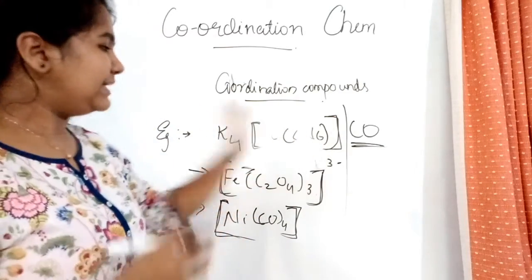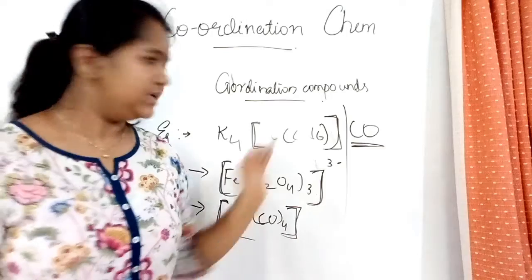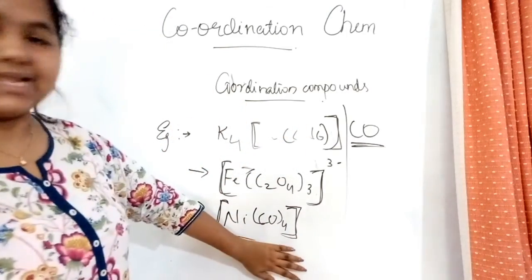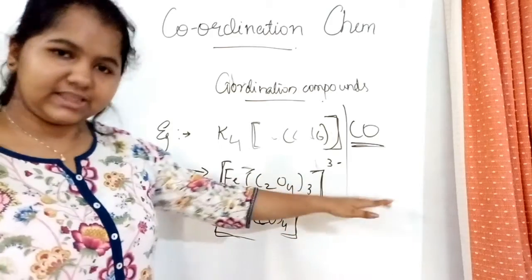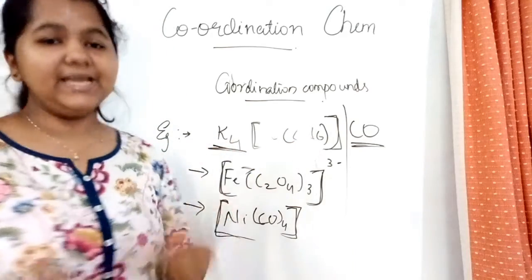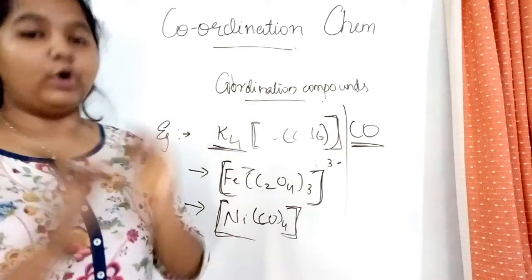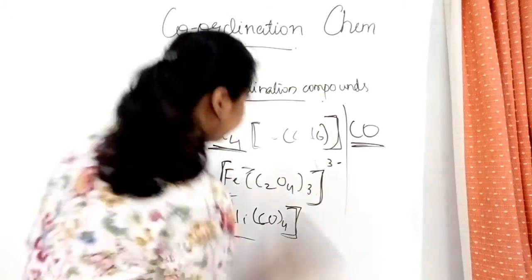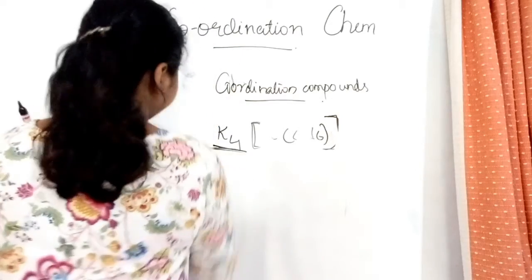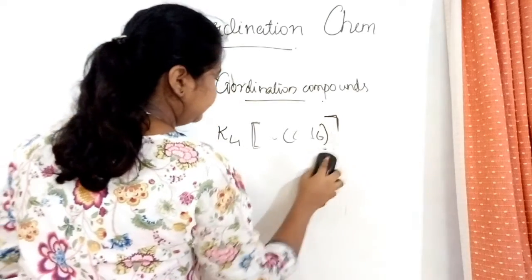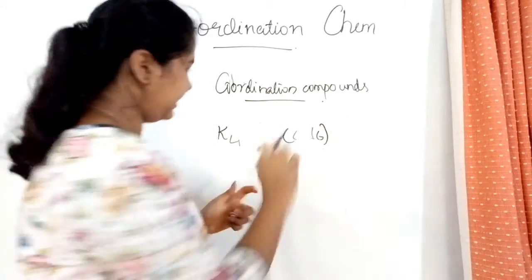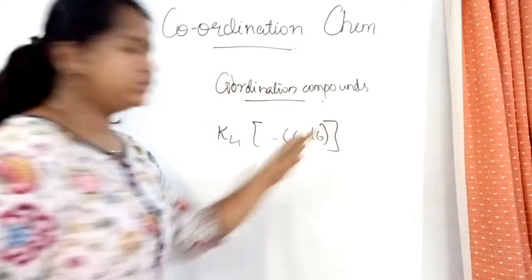So now we discussed these examples. You can see some difference between these. Over here, can you see anything outside? No. Over here, can you see anything outside? No. Over here? Yes, K4 is there outside. So let's see the detailed explanation of what is a coordination compound. I'm rubbing these examples and writing only the first one. This is our first example, K4[Fe(CN)6].